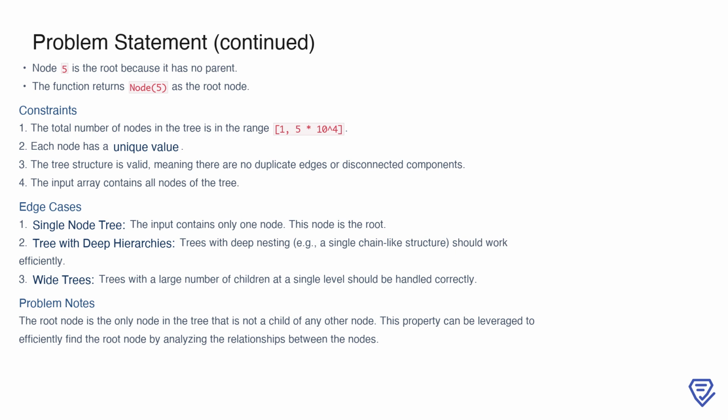Some edge cases to consider include a single node tree, where the only node is the root, trees with deep hierarchies resembling a chain-like structure, and wide trees with many children at a single level. The unique property of the root node not being a child of any other node will help us devise a solution that works efficiently across all these scenarios.